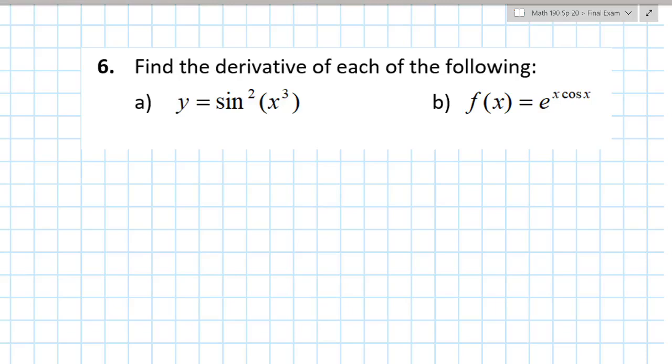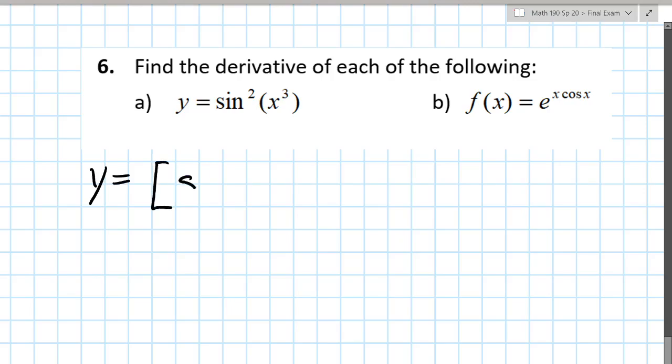Our next couple problems have us find the derivative of some composite functions, so we have to use the chain rule. For the first problem, y equals sine squared of x cubed, you've got to be careful. Anytime that I've got a trig function raised to a power, I'm going to rewrite that to avoid making mistakes. Sine squared of x cubed actually means the sine of x cubed quantity squared.